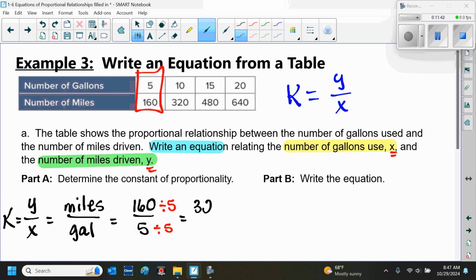So this is going to be 32 miles in the numerator and 1 gallon in the denominator. So that means that this person drives 32 miles on 1 gallon of gas, okay? Now, before we write our equation, let's just double check all the other ratios.